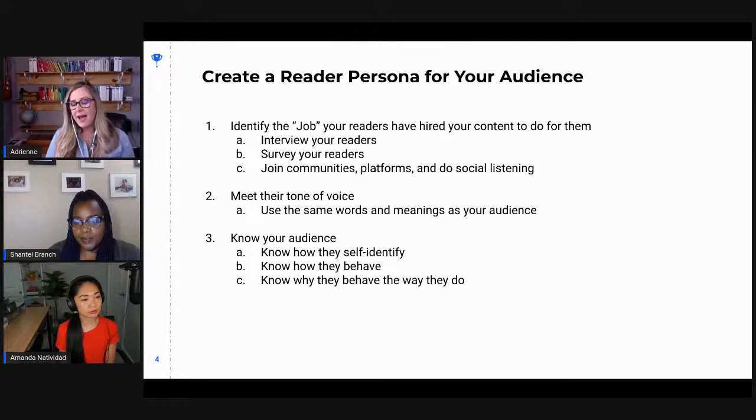And you can do that not just by looking at what's trending on Twitter for the world or for your area, but what is trending in your communities where your readers really are. What kind of messaging are they already talking about? And what kind of language are they using? That's something that's really important when you're trying to resonate and connect with a reader. As we all know, you need to know the words they're using. And that goes back to number 2, meet their tone of voice. Understand the words they use, the meanings.